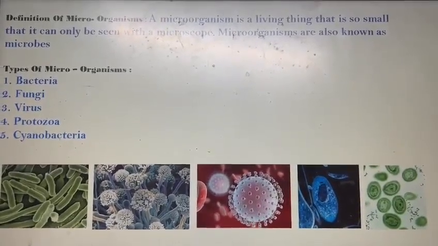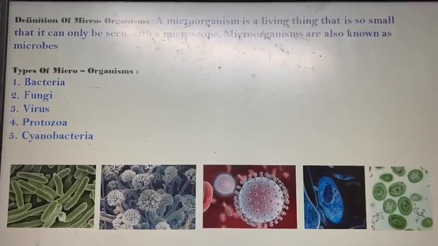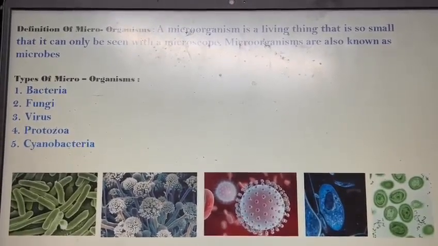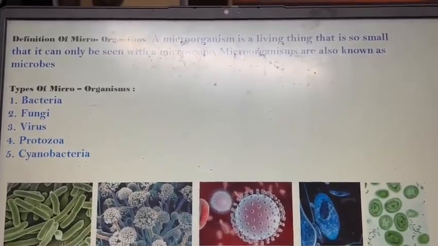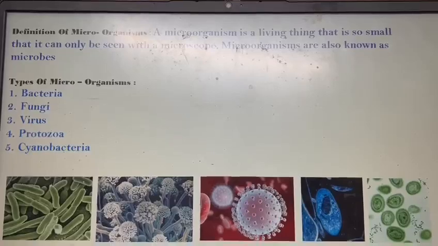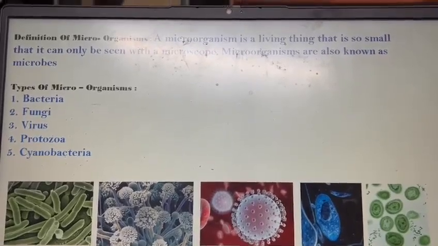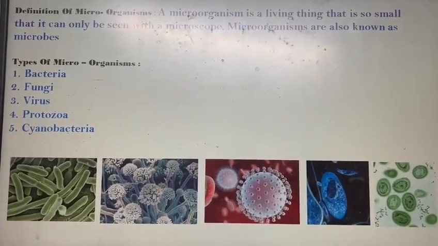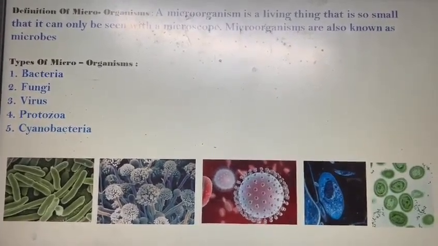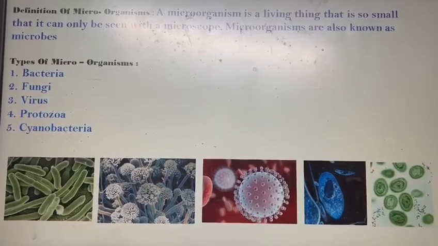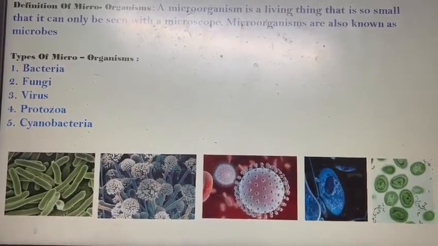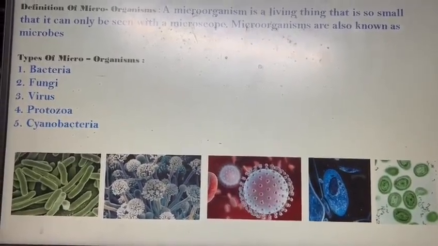A microorganism is an organism which cannot be seen by the naked eye, and the name itself says it: micro. Micro means small, which can be seen only through the microscope, and that is called a microorganism. There are many types of microorganisms. The types are called bacteria, fungus, virus, protozoa and cyanobacteria.